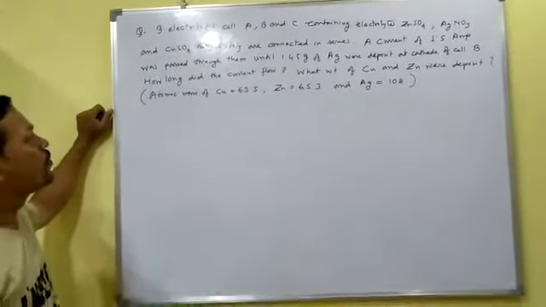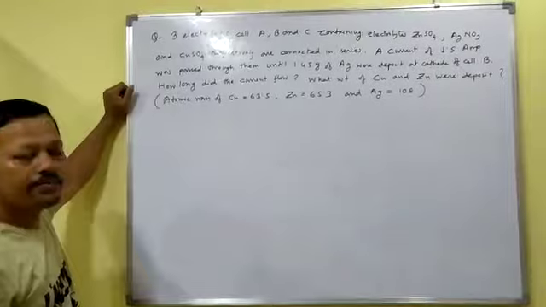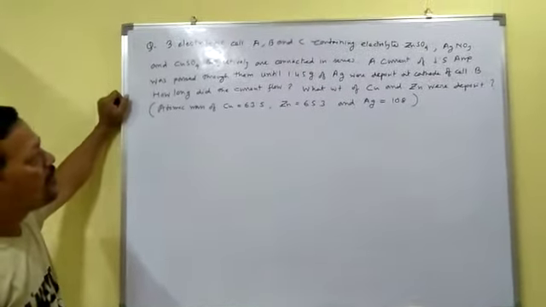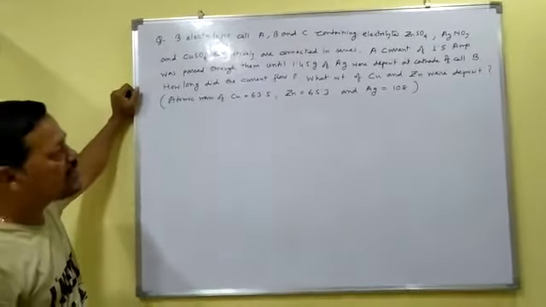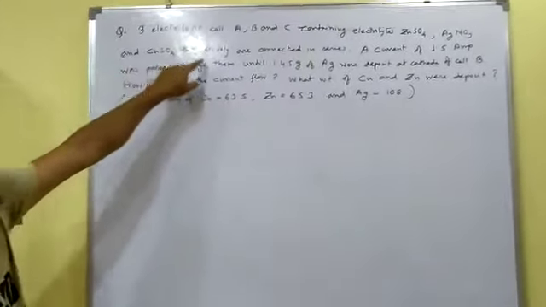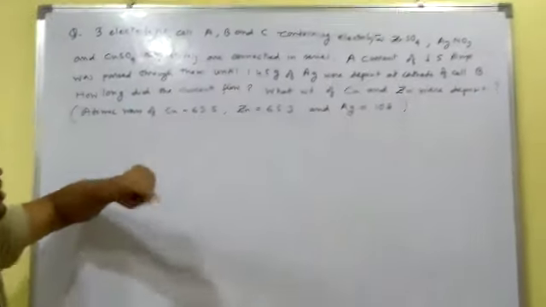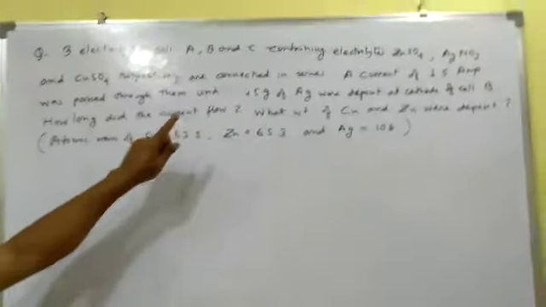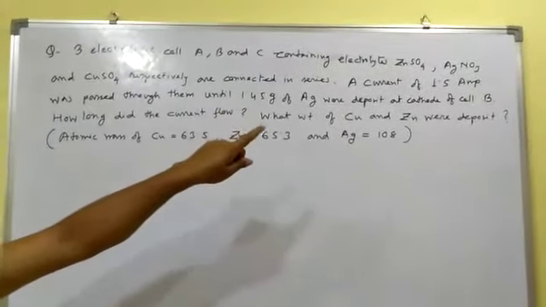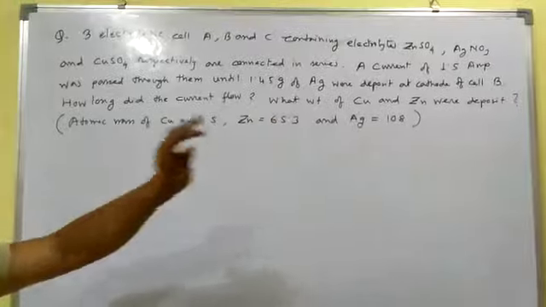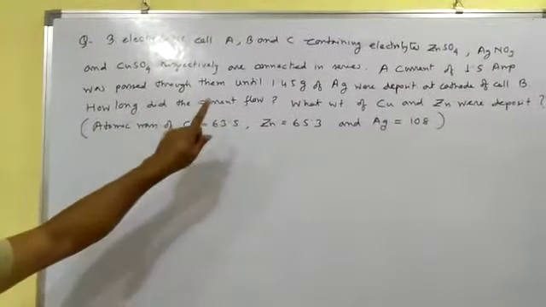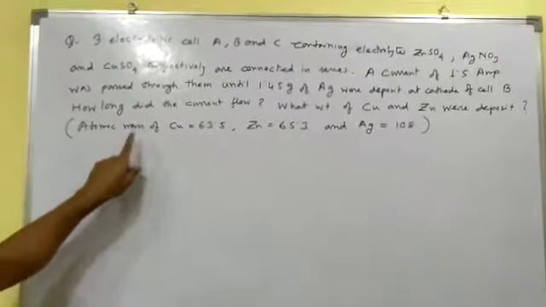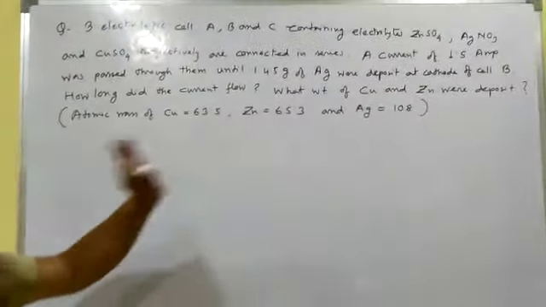Thank you. This is another question. 3 electrolytic cells A, B and C containing electrolytes zinc sulfate, silver nitrate and copper sulfate respectively are connected in series. A current of 1.5 ampere was passed through them until 1.45 gram of silver was deposited at the cathode of cell B. How long did the current flow? What weight of copper and zinc were deposited? Here the atomic masses of copper, zinc and silver are given.